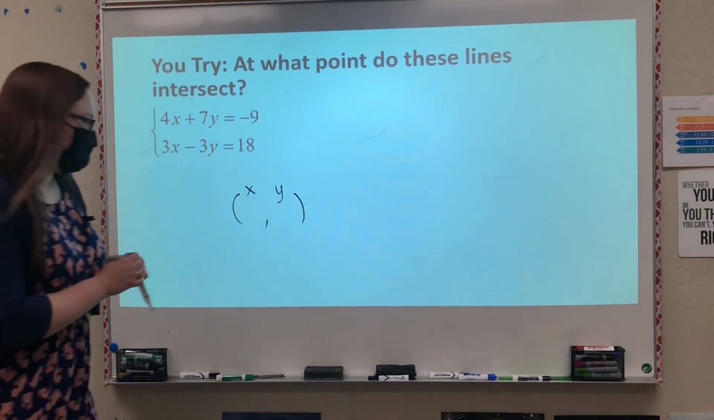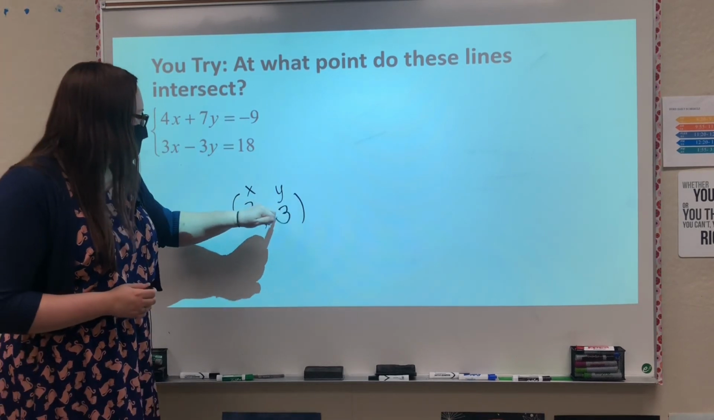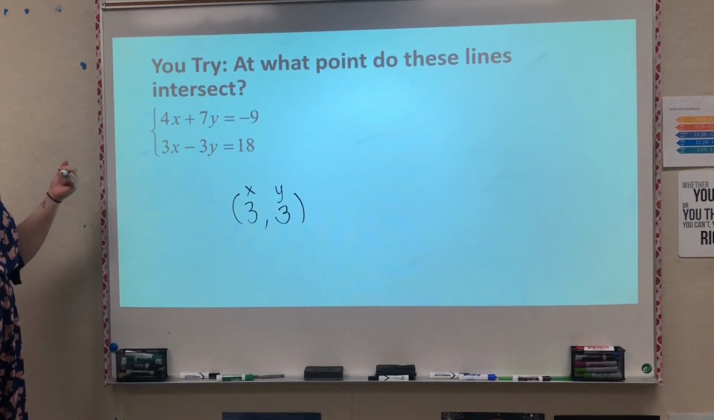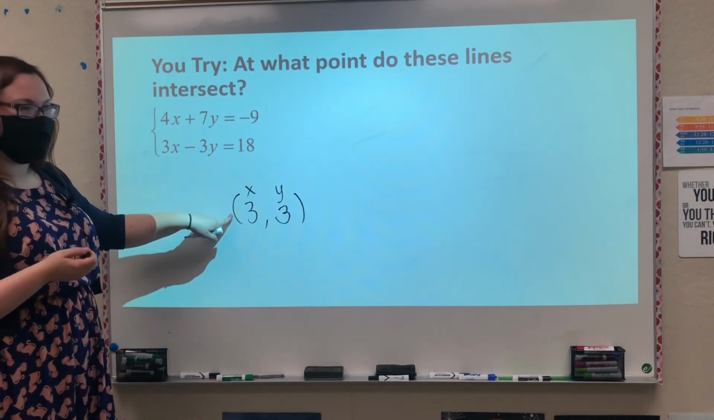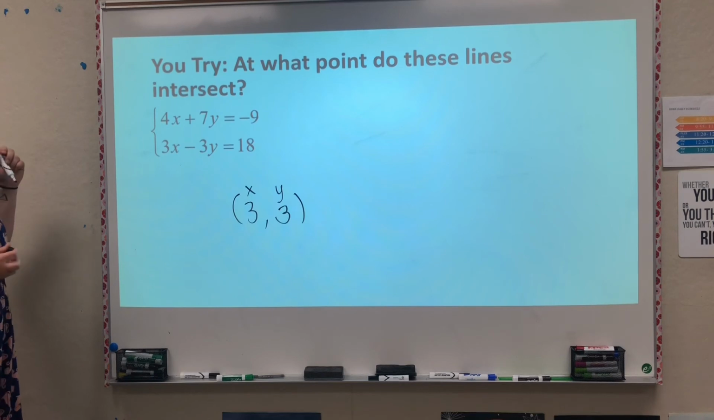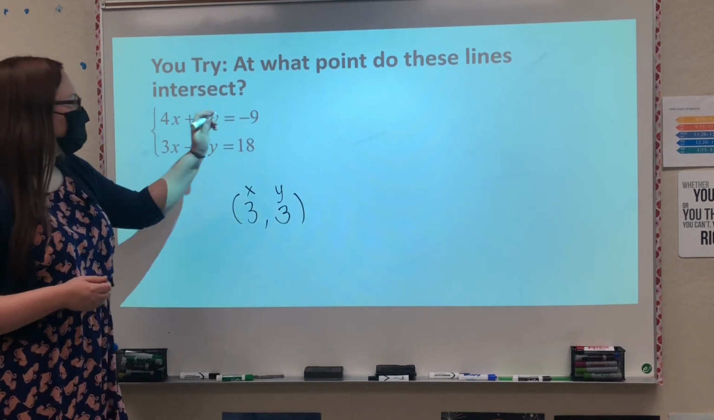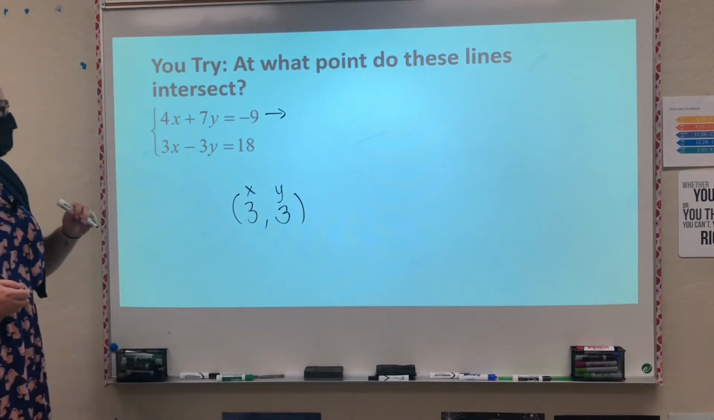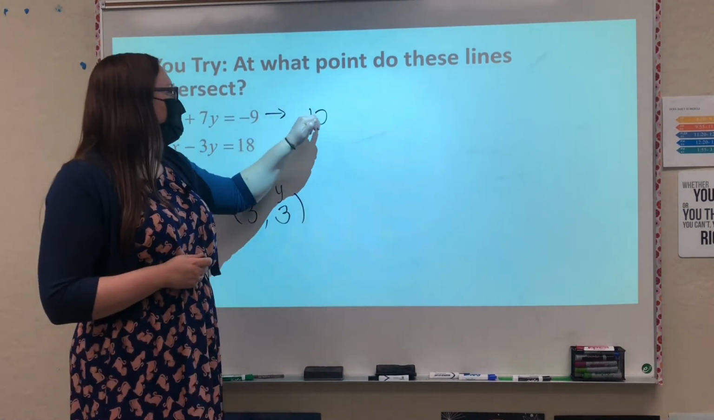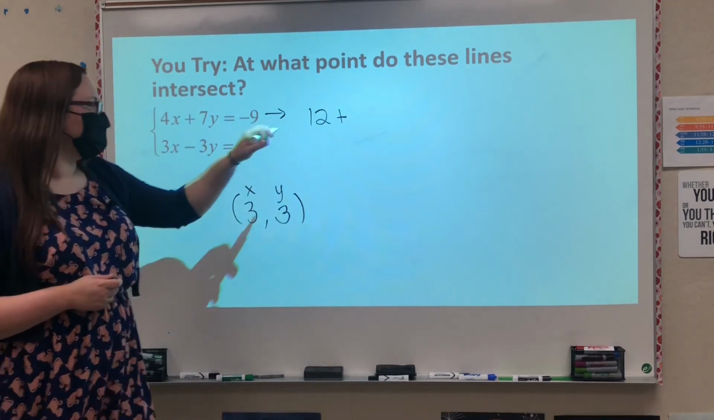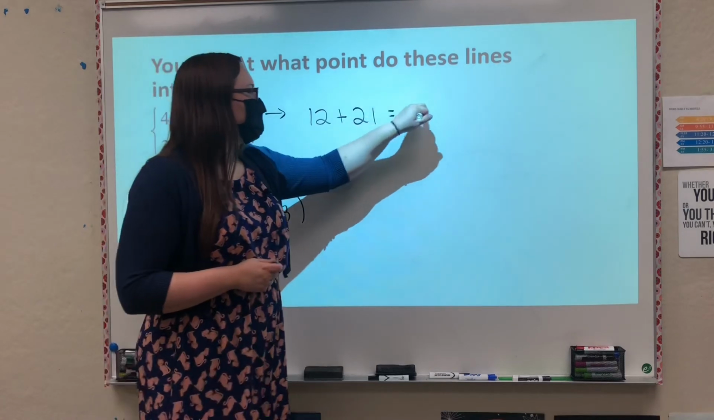Okay. What'd you get? I got 3 and 3. 3 and 3. Okay. And just like for all these systems we've been looking at, we can check our answer by substituting it into our system. If I substitute this into the first equation, what is it going to look like? 12 plus 21 equals -9.